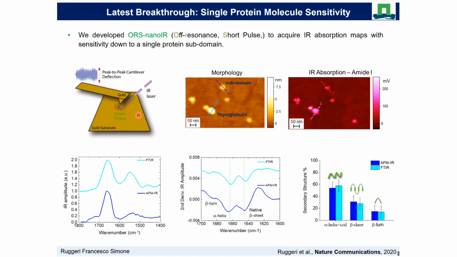Then we could point our tip on single proteins and acquire nano-IR spectra. And we were interested in comparing these spectra with the ones obtained by FTIR on billions of proteins. By doing a second derivative analysis of the spectra in the amide band 1, we could deconvolve the structural contributions and calculate the secondary structure of the protein. And we could demonstrate that we could calculate the secondary structure at the single molecule level with a similar accuracy as in bulk, on billions of proteins.